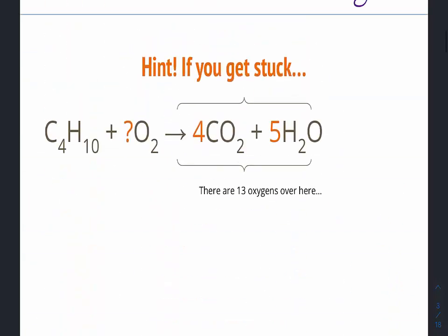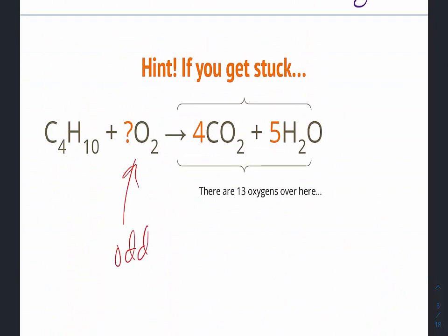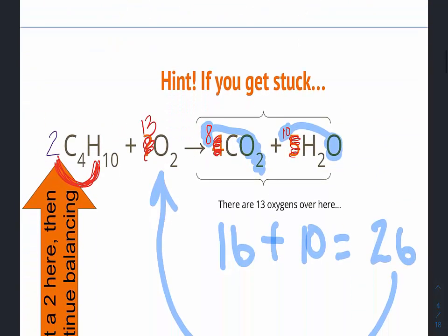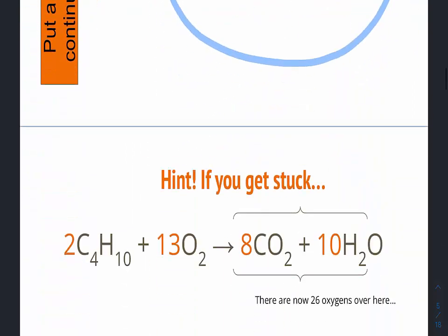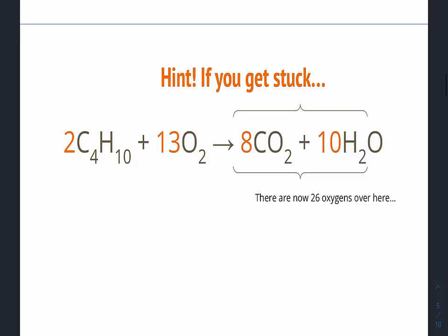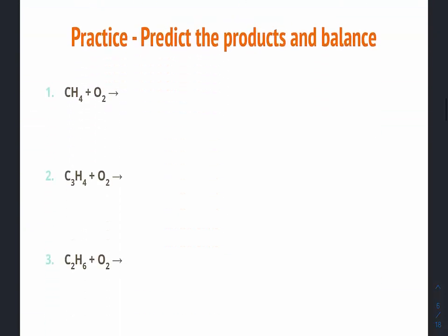So hint, if you get to this point and you're like, I got an odd number there, what do I do? Miss Hammer says, go to the very beginning, put a 2 in front of it, and try again. So what this one works out to be is 2 C4H10s, 13 oxygens, 8 carbon dioxides, and 10 waters. It's pretty common. This happens quite a bit, so it's a helpful hint for when you get stuck.